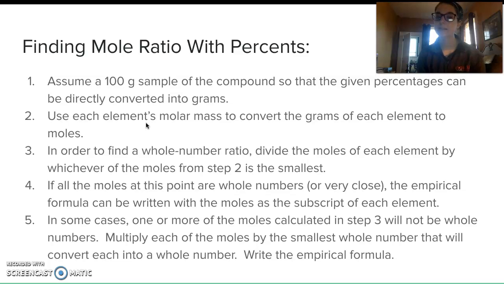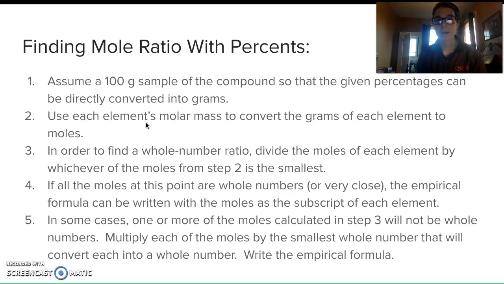So in some cases, 1 or more moles calculated in step 3 will not be whole numbers. If that's the case, we multiply each of the moles by the smallest whole number that will convert them into whole numbers, and write the empirical formula. An example of that is if in step 3 we divide and get 1.5. 1.5 is not close enough to 2 to round up to 2. We only round up to 2 if it's like 0.9, okay?